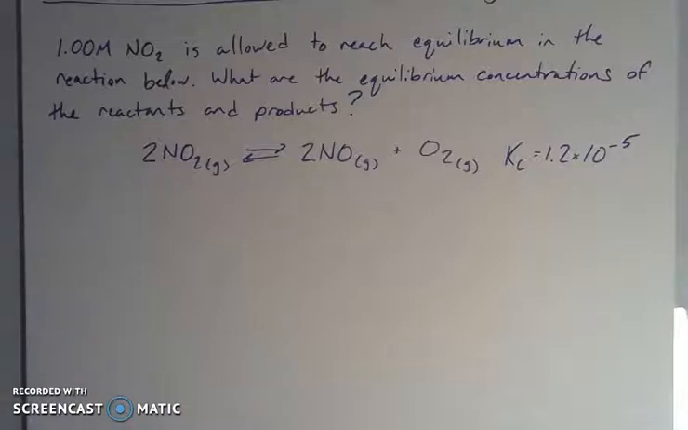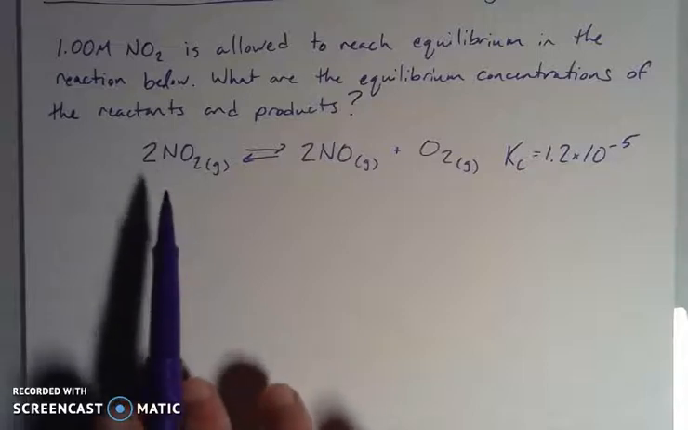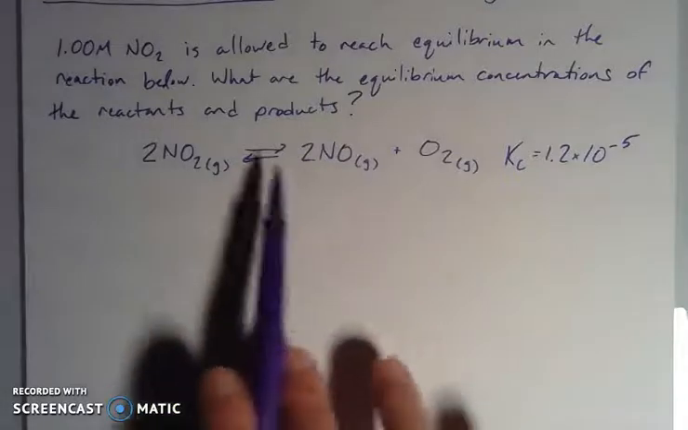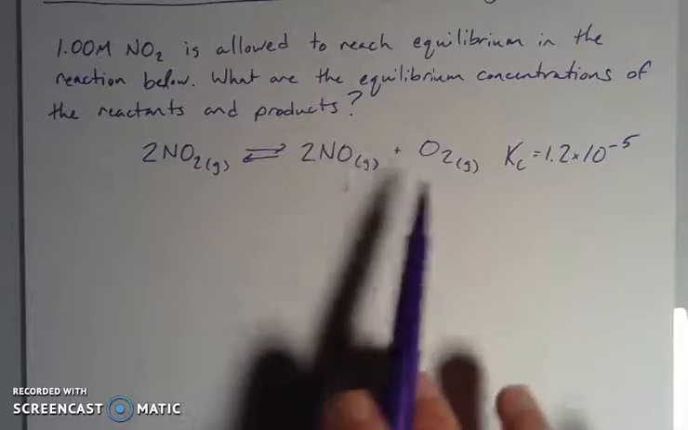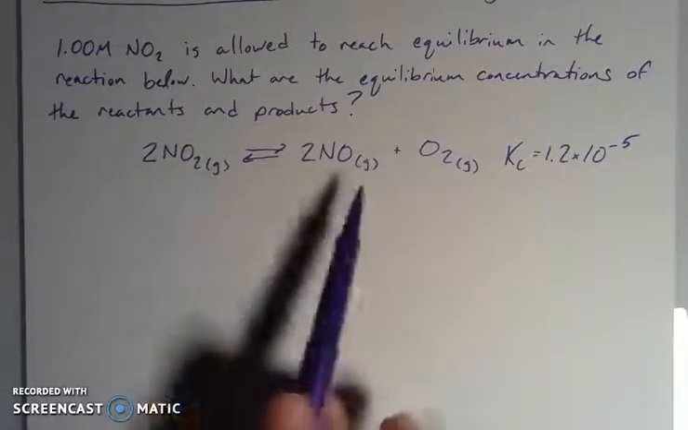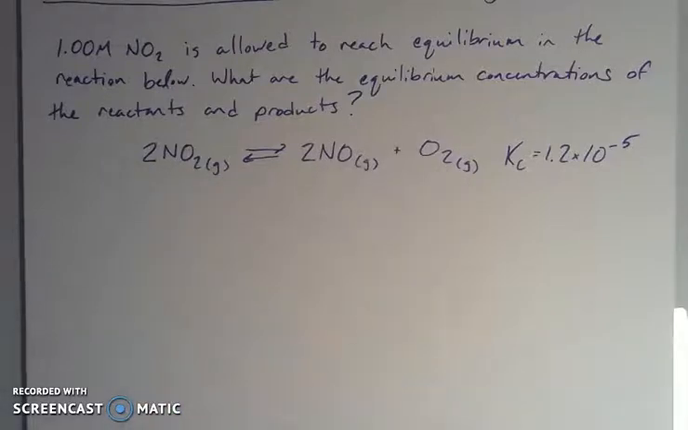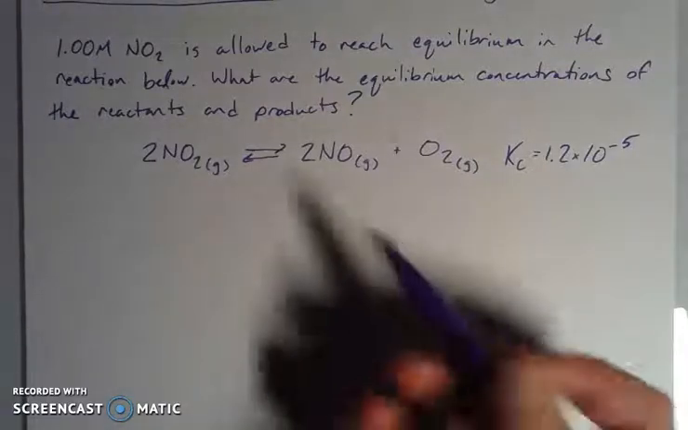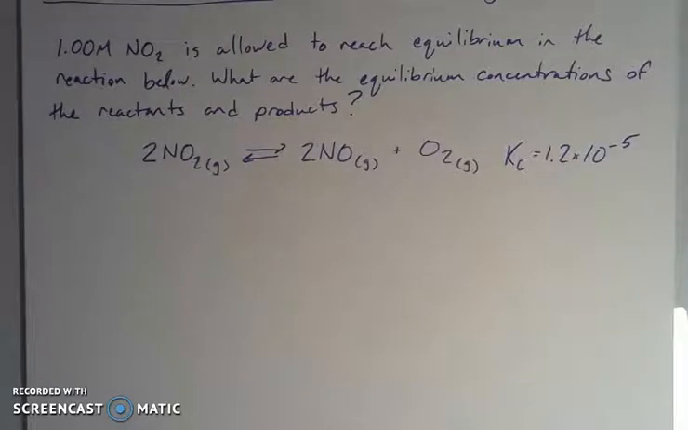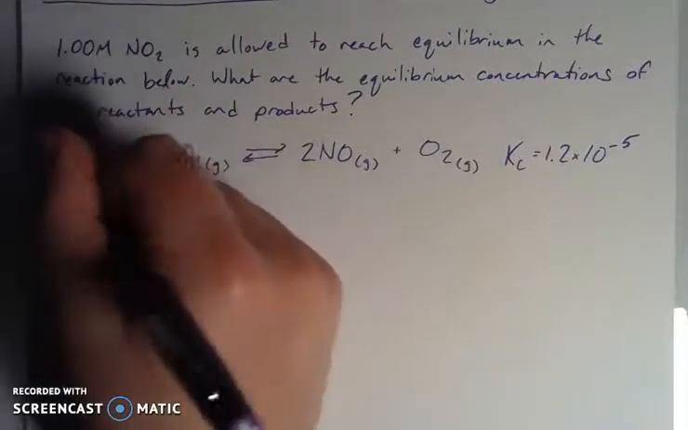So if I have 1 molar nitrogen dioxide here, and it's allowed to reach equilibrium, and here's my reaction. So I'm forming nitrogen monoxide and oxygen gas. So homogeneous equilibrium, everybody's in the same phase. What are the equilibrium concentrations of the reactants and products? So when it's asking about equilibrium concentrations, we know we're going to do an ice box.